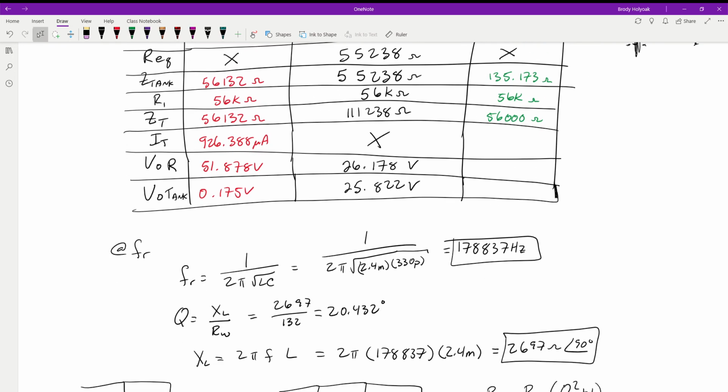Okay, and now the current that we have is 928.571 microamps. And the voltage out across the resistor is 52 volts, and the voltage across the tank is 0.125 volts. So now let's take a second to analyze what happened on our chart.